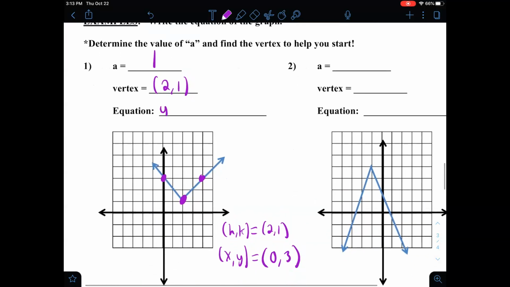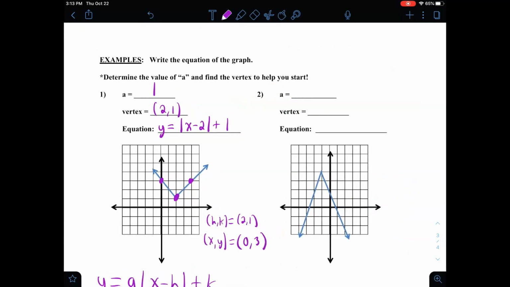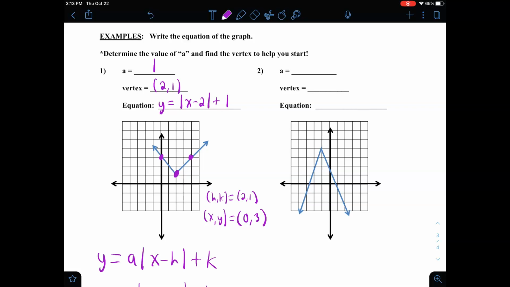And now that we have our h and k, it's going to be y equals 1, or nothing. We don't need the 1 there. X minus our h, which is 2, plus k, which is 1. And that's going to be the equation of that graph. Okay, so we took information that we knew, we picked another point on the graph, and then we solved by plugging stuff in and using the vertex and another point and solving for a.